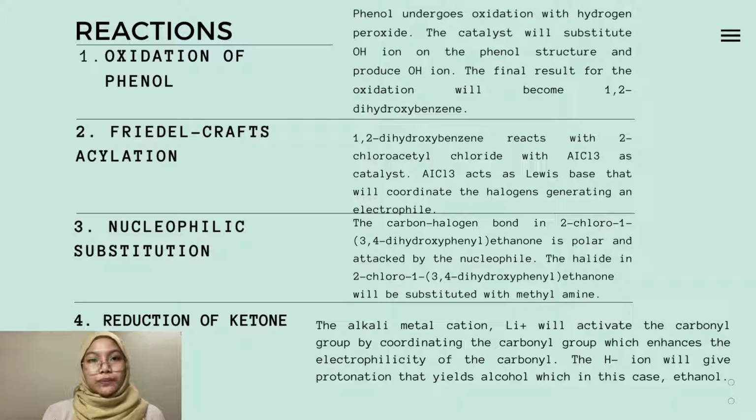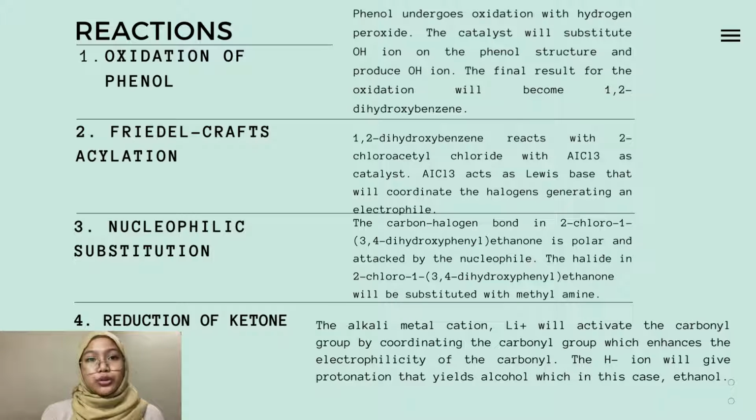Next, I will elaborate more about the reaction's mechanism. First of all, we have oxidation of phenol. Phenol undergoes oxidation with hydrogen peroxide. The catalyst will substitute OH ion on the phenol structure and produce OH ion. The final result for the oxidation will become 1,2-dihydroxybenzene.